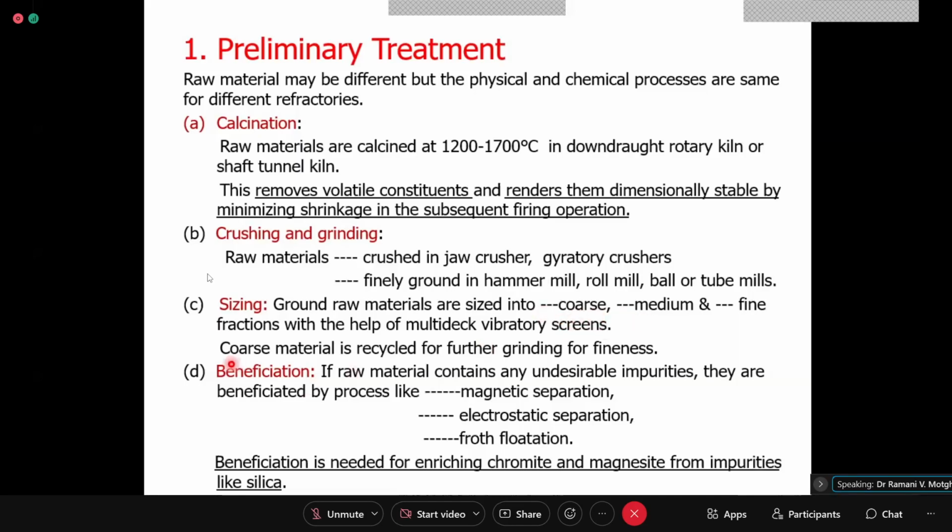Coarse material is recycled for further grinding for fineness. Then beneficiation. The term itself indicates that you are benefiting your mineral. If raw material contains any undesirable impurities, they are beneficiated by processes like magnetic separation.